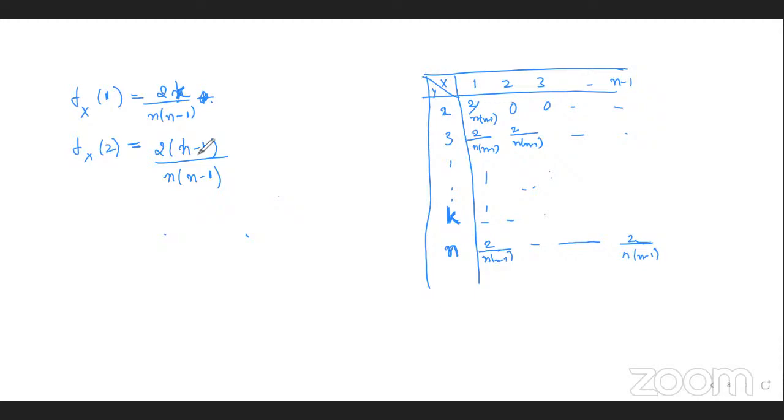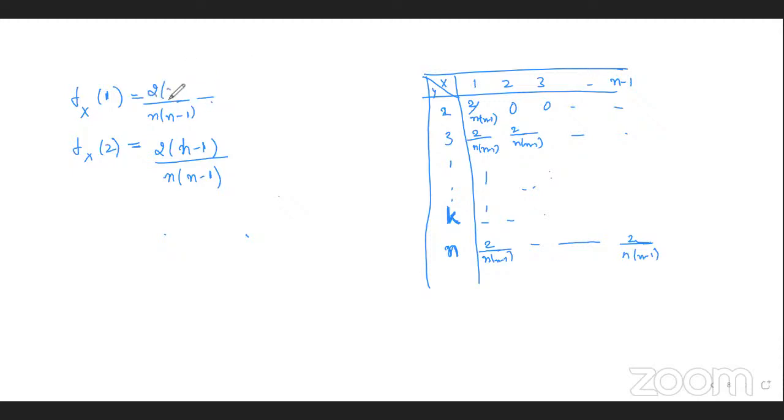Ma'am, in the first, when you said that fx of 1 is 2 n upon n minus 1, it should be 2 into n minus 1 upon n minus 1. Yes, it is. That's what I was saying. Yes. Okay, ma'am.